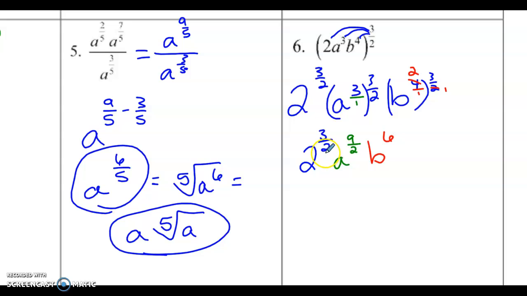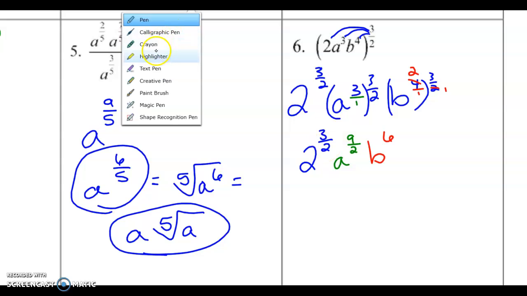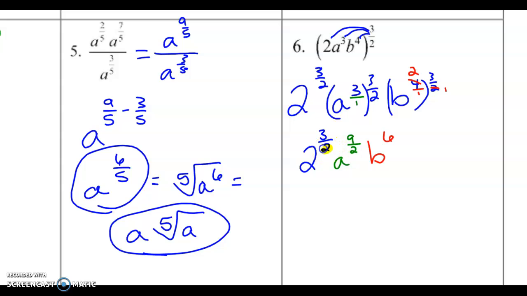Okay, so since the 2 and the a both have fraction exponents, those are going to go under the square root, because they're both over 2. But the b did not have a fraction exponent, so we're going to bring that out front. So we have b to the 6th times the square root of 2 to the 3rd, a to the 9th.